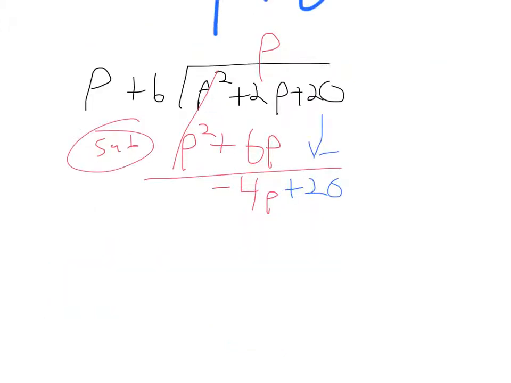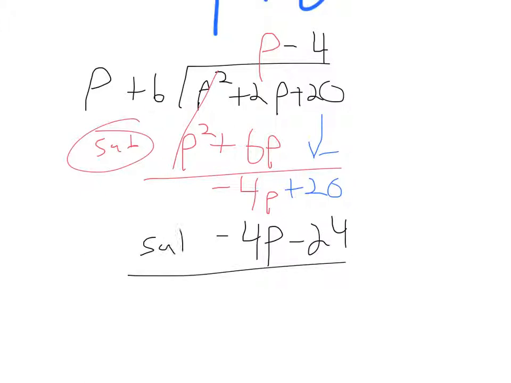And then the process repeats. I'm looking for a number here, so that when it multiplies by the p here, something times p will give me negative 4p to make it cancel out. So actually I need a minus sign. I need to have a negative 4, because negative 4 times p gives me negative 4p. And again we have to carry through. Negative 4 times 6 is negative 24.